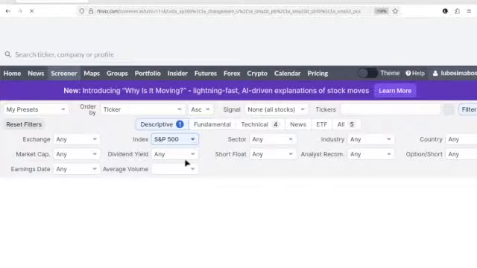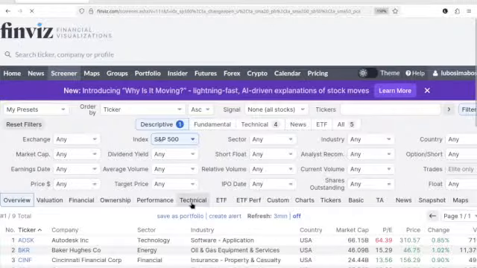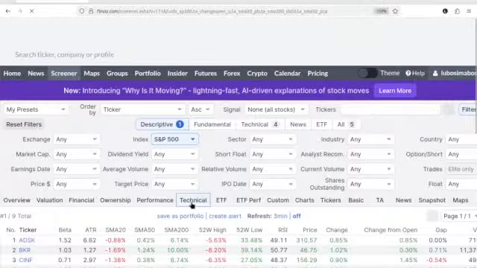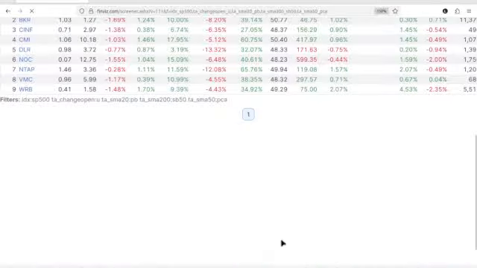So now I'm going to show you the technical side of things. Okay, we click this technical bar here. Remember, you want to make sure it's between the 40 and the 60 RSI, and you can see so far the list that we have here. We have 9 potential stocks here.